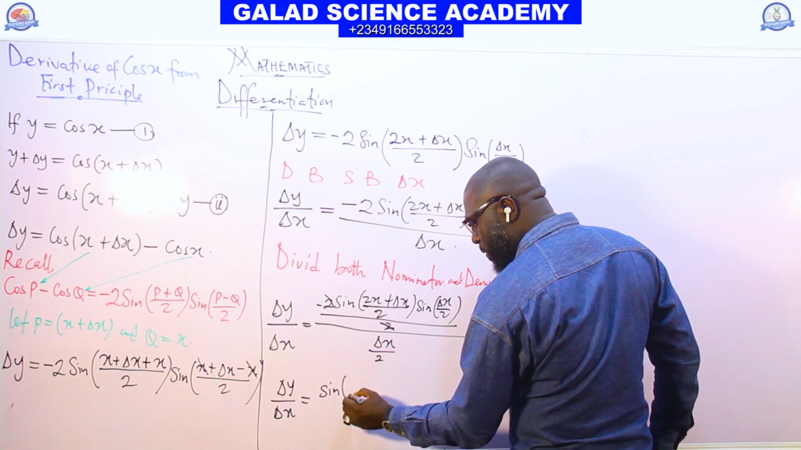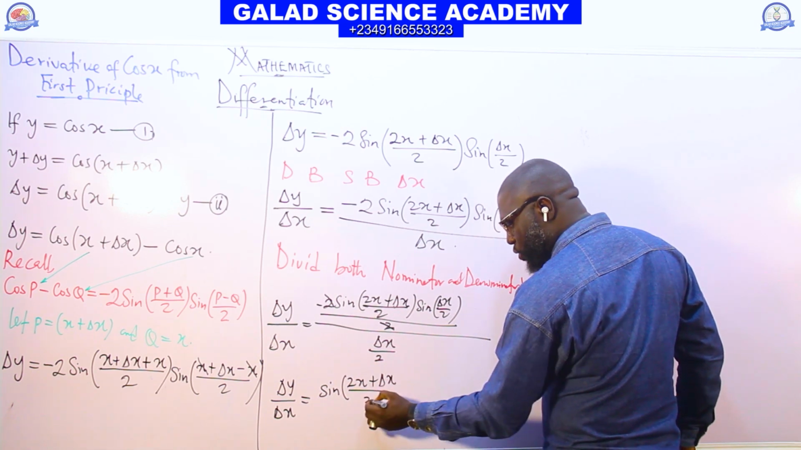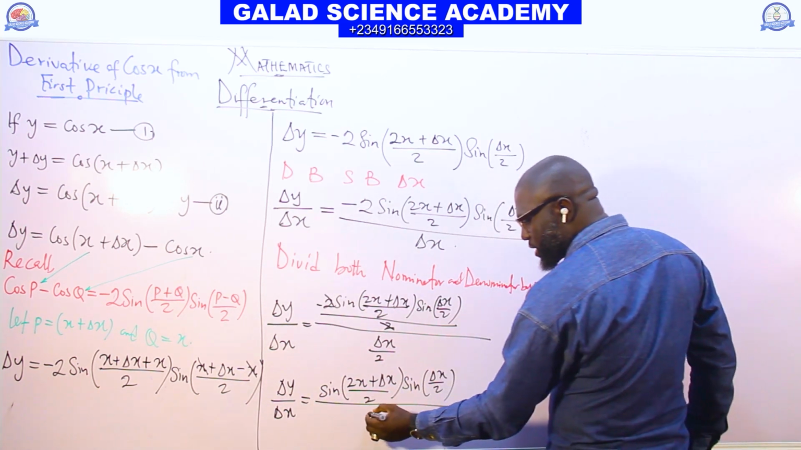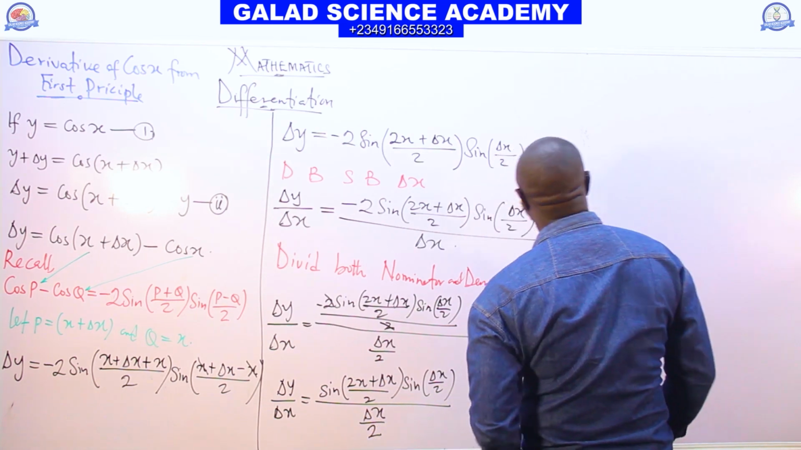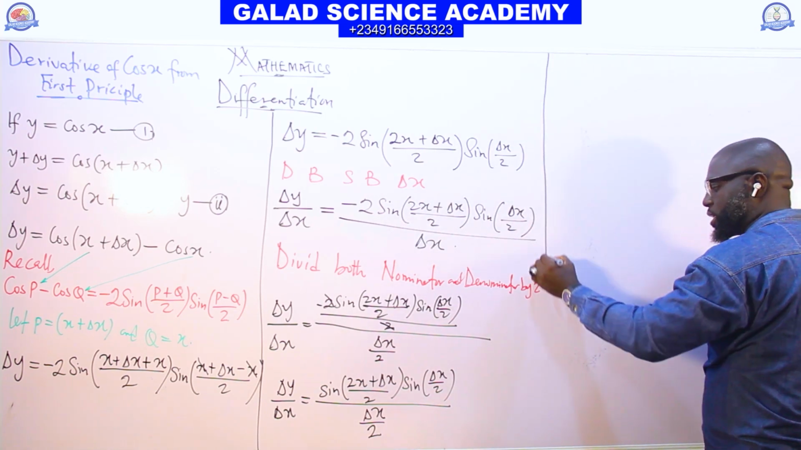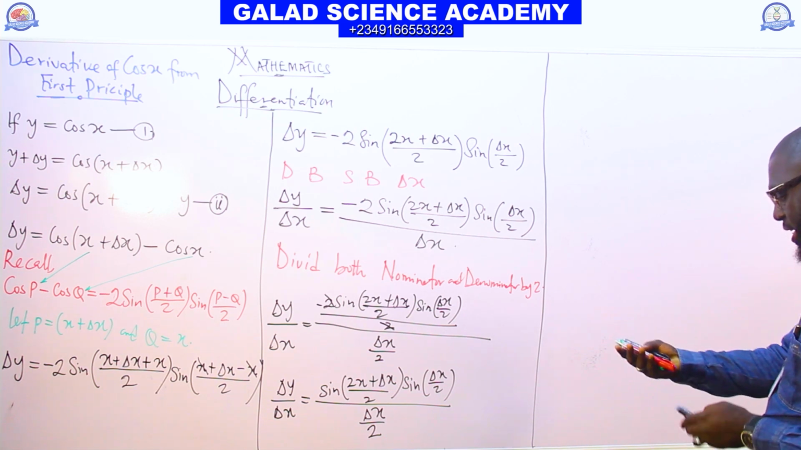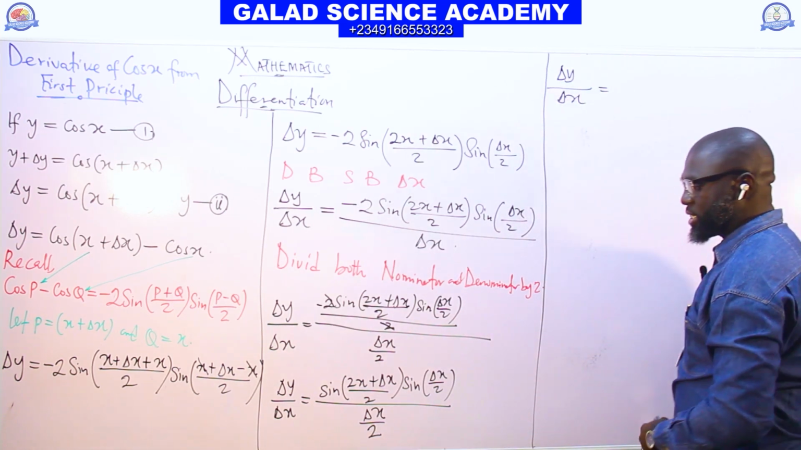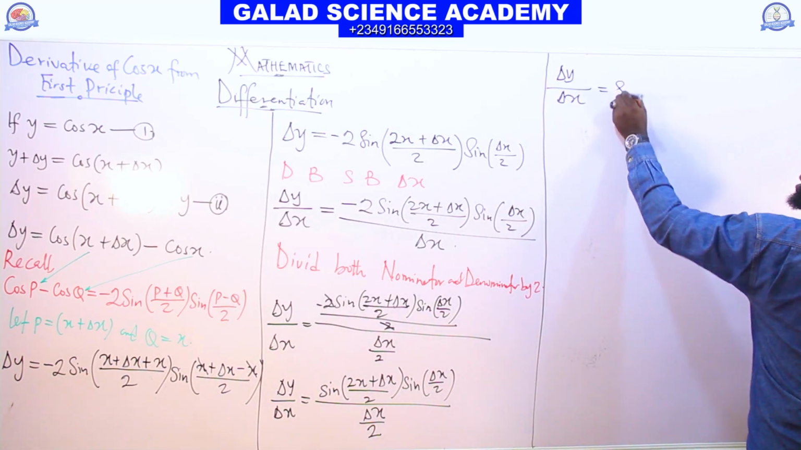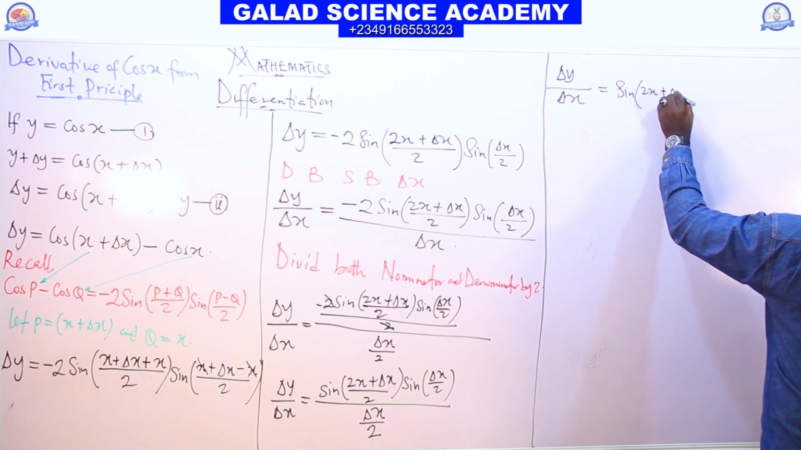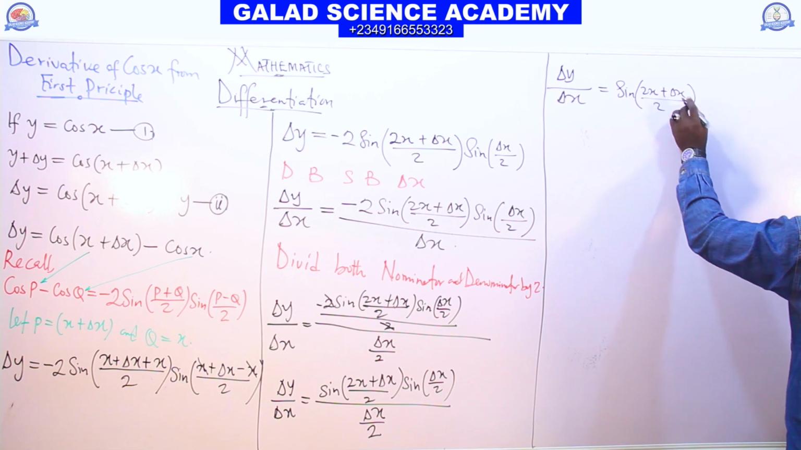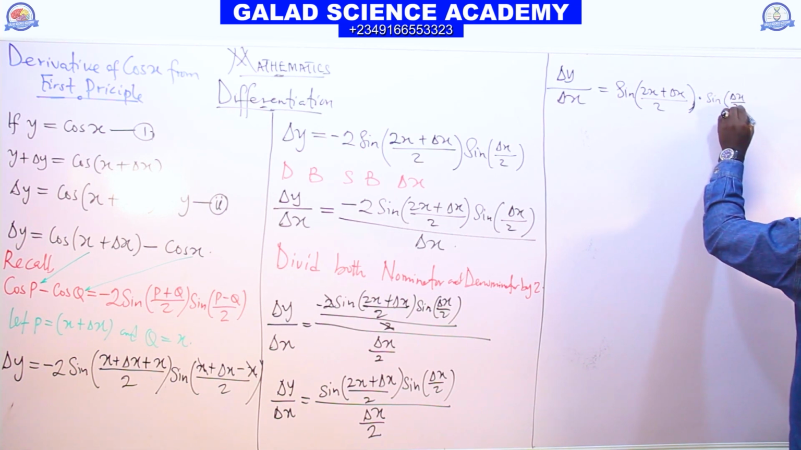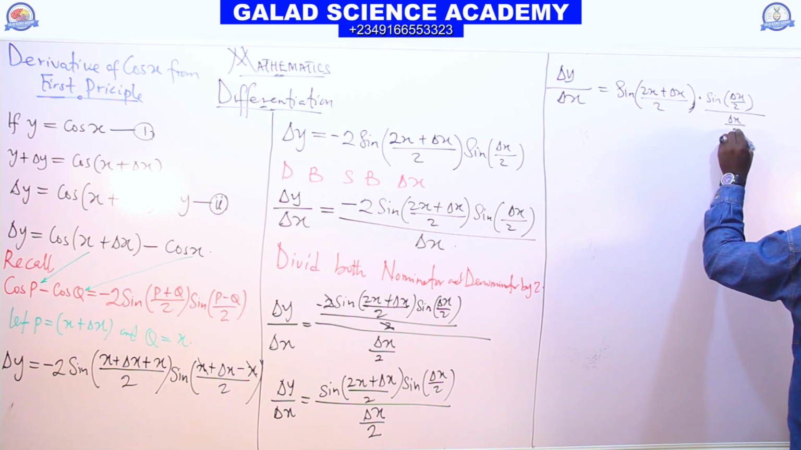So the next thing I want to do is rewrite the expression change in y over change in x to be minus sine of (2x plus change in x) over 2, times sine of (change in x over 2) over (change in x over 2).